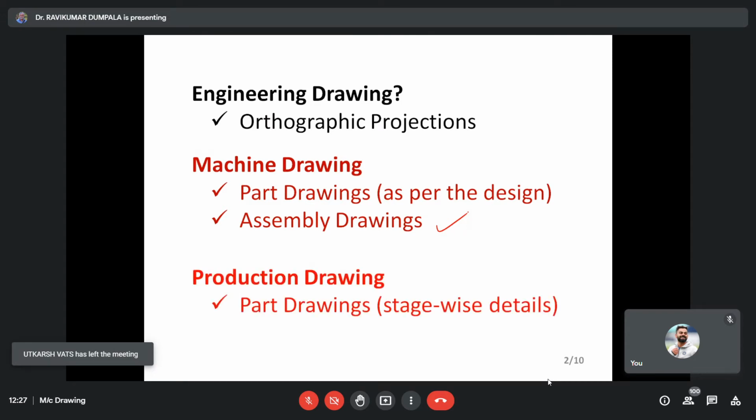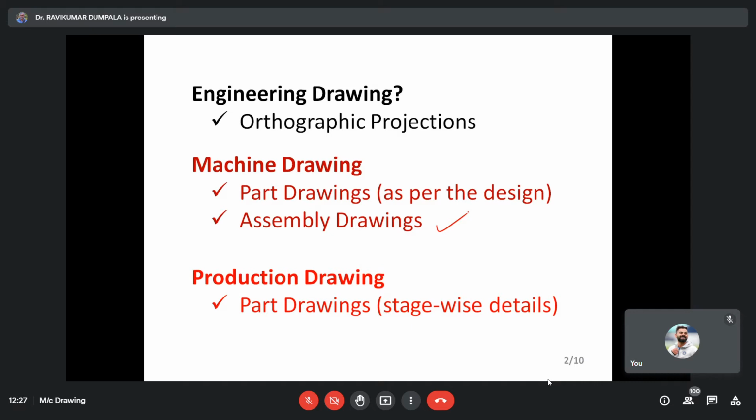So production drawing, we have seen that already. I explained it to you. It's the same as part drawings, but with stage-wise details. In machine drawing, you have only one drawing, but based upon that one drawing, to produce that shape, you make the component in different stages. You have to make the stage-wise drawing, and you have to give all the data.